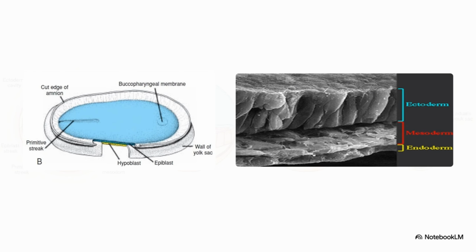So we start with 2 layers. You've got the upper epiblast and the lower hypoblast. But after gastrulation, boom, we have 3. The ectoderm on top, the endoderm on the bottom, and the brand new mesoderm sandwiched right in between.